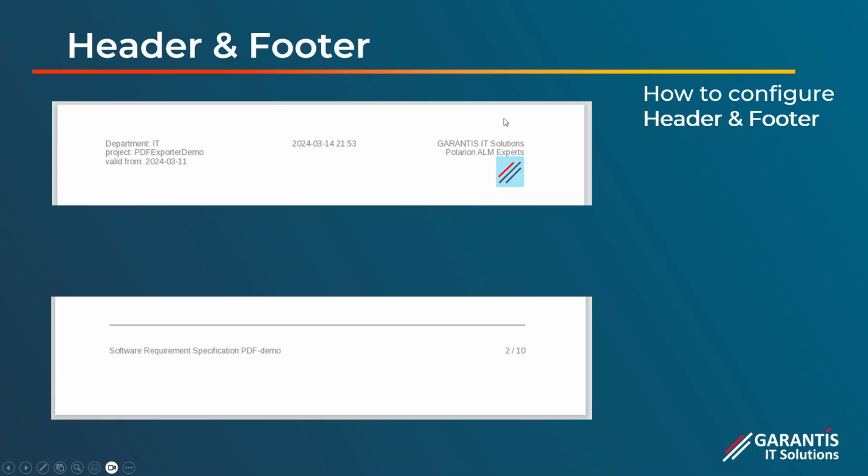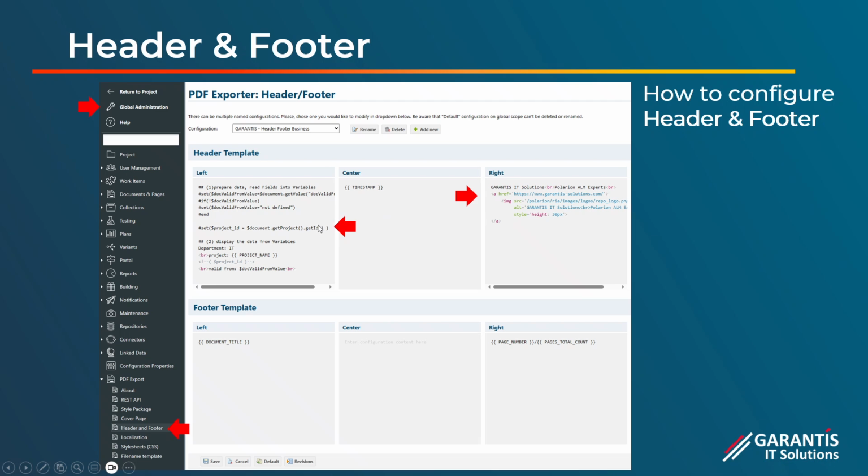Here is an example of header and footer. You can see that you have sections for the header, left, center and right, and you also have the same sections for the footer, left, center and right, and you can put different information there. In this example we even used special velocity code to get a variable value from the live document and then display it in the header. The header and footer are configured in the administration panel.